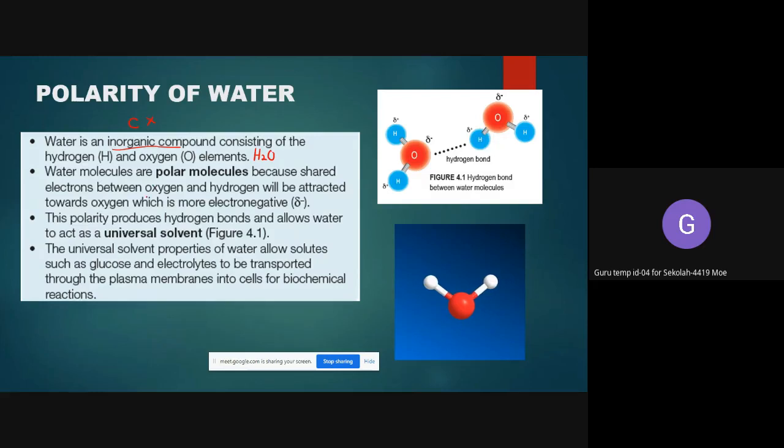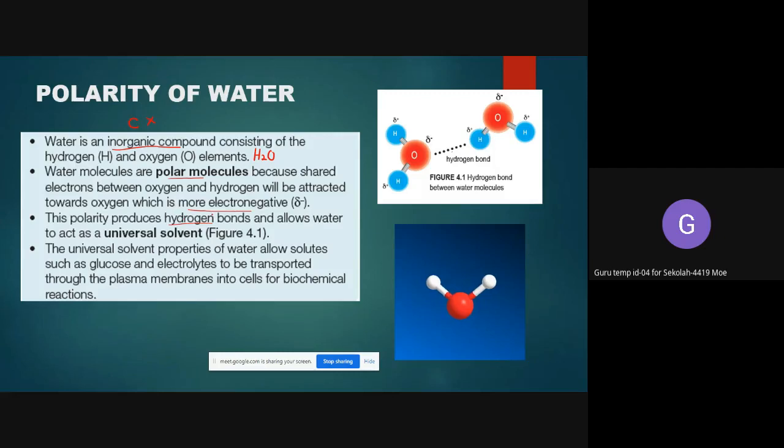H2O. Water molecules are polar molecules because shared electrons between oxygen and hydrogen will be attracted towards oxygen, which is more electronegative. The highly electronegative oxygen atom attracts electrons or negative charge to it. This polarity produces hydrogen bonds and allows water to act as a universal solvent. The hydrogen bonds form between the water molecules.